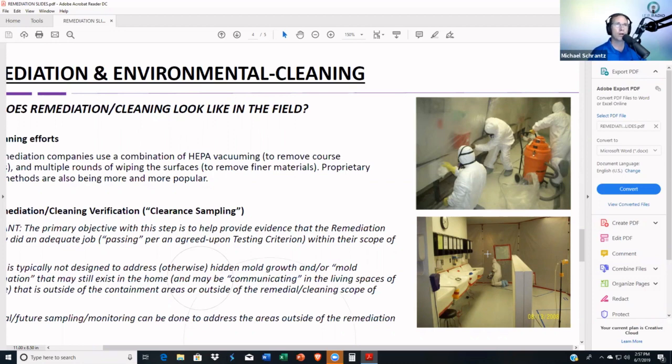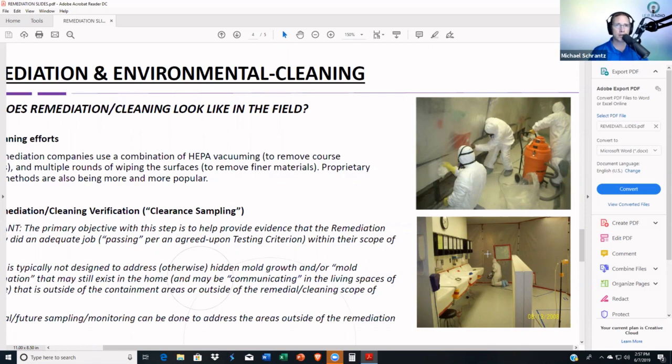So I want to change gears, that being said, to the cleaning. And to start, wherever you're at in the process, the remediation company most likely had set your house or this containment under either a negative air or a positive air pressure, depending on the scenario. And we talked a lot about that in part 2, the previous video cast.